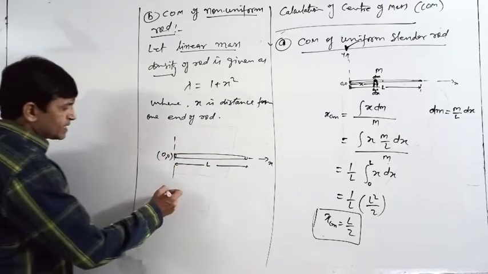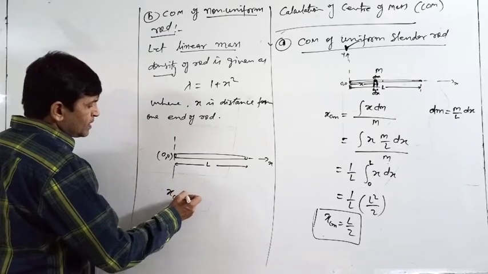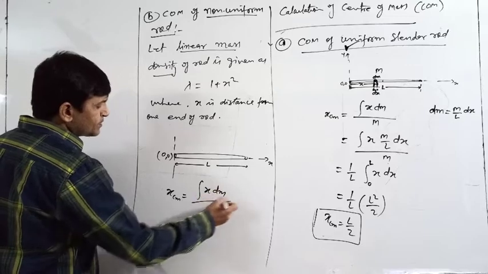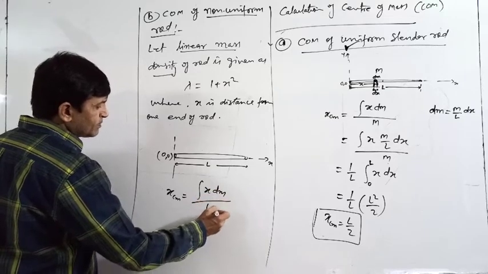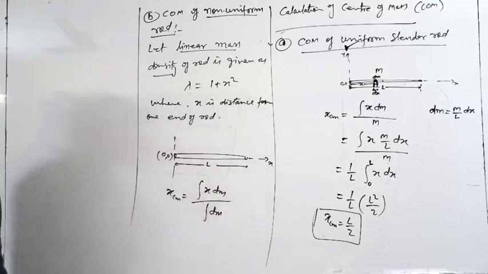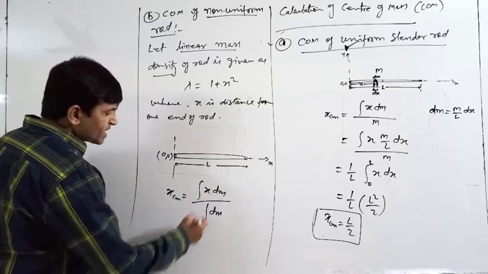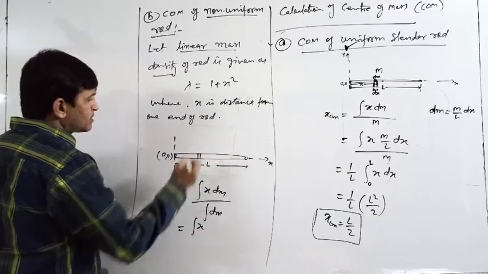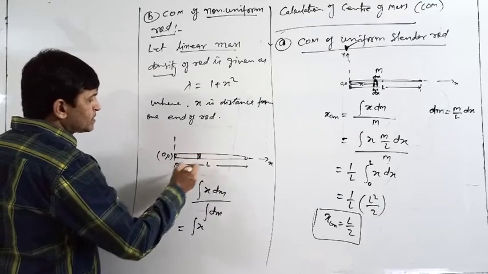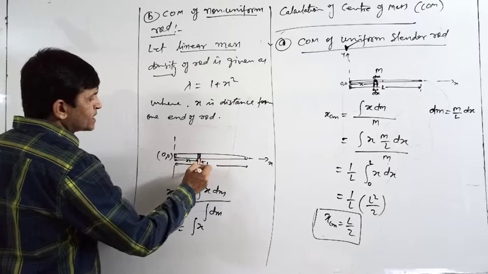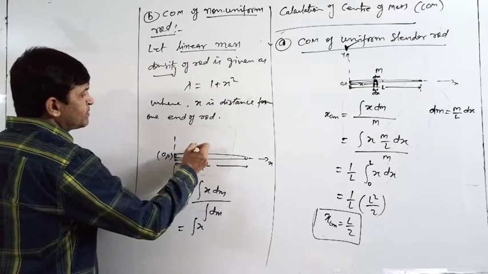As per the definition, xcm is integral of x dm by integral of dm. Integral of dm is the total mass. We will integrate, then we will get the total mass. Now, how much is x dm? dm is the element at distance x, dx is the thickness, dm is this.